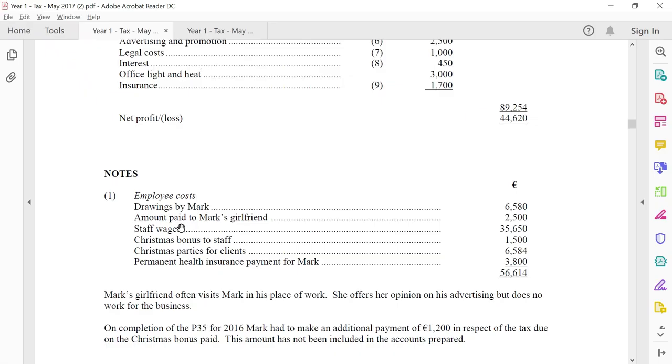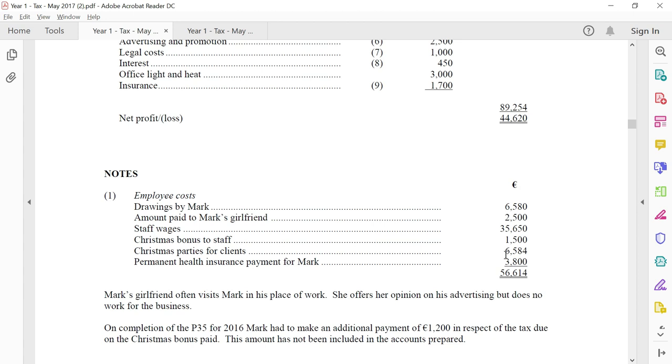Item number 3, staff wages. I don't see an issue with that. It's a business expense, incurred wholly and exclusively for the purpose of the business, I assume. Christmas bonus to staff. Again, paying your staff a bonus, whether through salary or anything else, is a business expense. My employees might be taxed through BIK, or benefit in kind, but the actual payment to them is no problem.